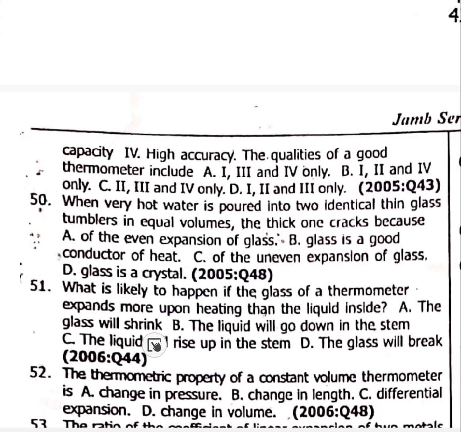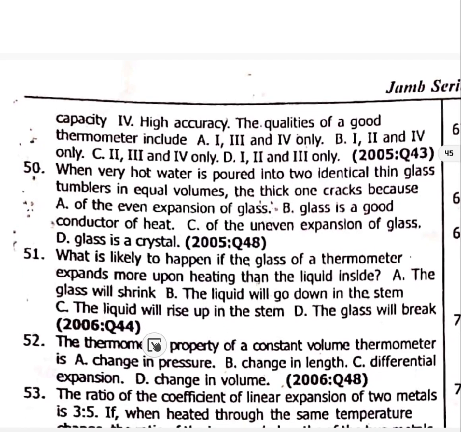There's something called the stem in the thermometer. If the glass expands more than the liquid inside, the liquid will just go down. You get 51 is option B. It's just like a straw. We take a drink, maybe any soda or any mineral. If the straw expands, what do you say will happen? All the liquid will just fall back into the bottle. If you expand the glass, the liquid will just go down the stem.